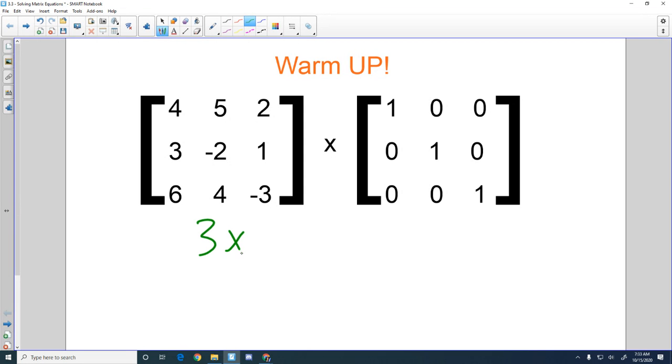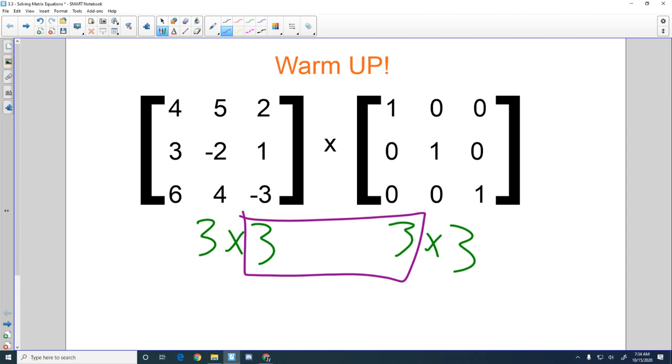You write the dimensions or the order of one matrix. You write the order of the second matrix. And then you check those inner dimensions. And if they match, then yes, we can multiply them together. All right, so I'd like you all to take a minute right now and multiply these matrices together and let me know what you get. By the way, what should the dimensions be of your final matrix?